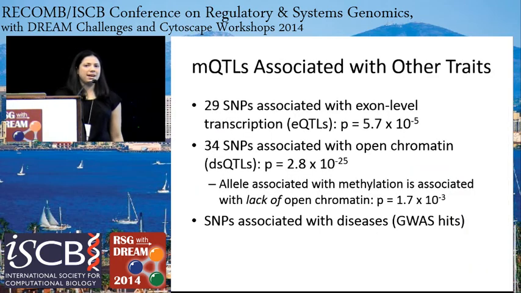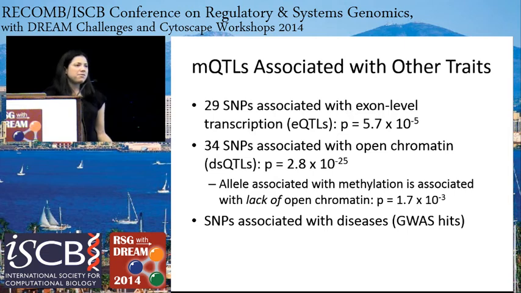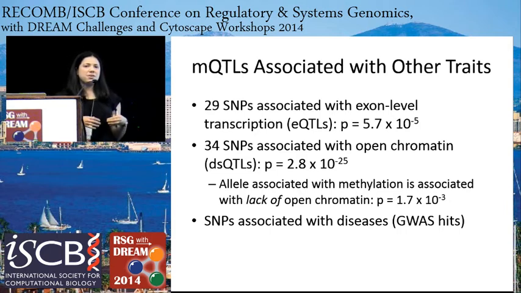Now, some of our MQTLs have actually previously been associated with other traits. For example, we found 29 SNPs that have previously been associated with exon-level transcription in Yoruban LCLs, and this is more overlap than we would expect by chance. In addition, we found 34 SNPs that have previously been associated with open chromatin in Yoruban LCLs, also more than we expect by chance. For those of you who don't know, open chromatin is a measure of how accessible DNA is to regulatory mechanisms that might bind to the DNA.